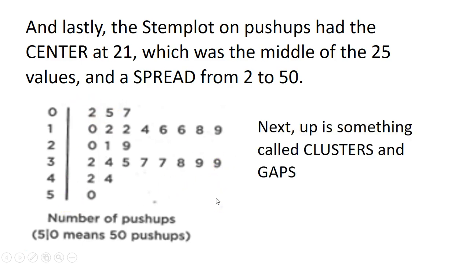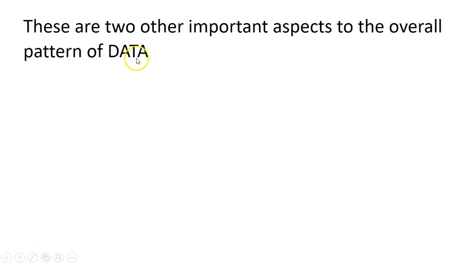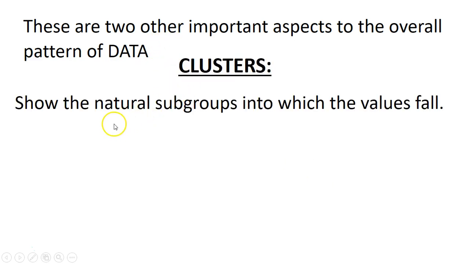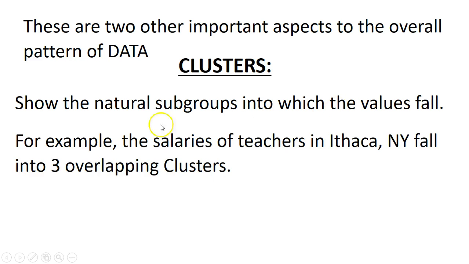Next up is something that we call clusters and gaps. So the center and the spread we got, and now we have clusters and gaps. There are two other important aspects to the overall pattern of data. Clusters, which show the natural subgroups into which the values fall. We had some subgroups in some examples we've had here.